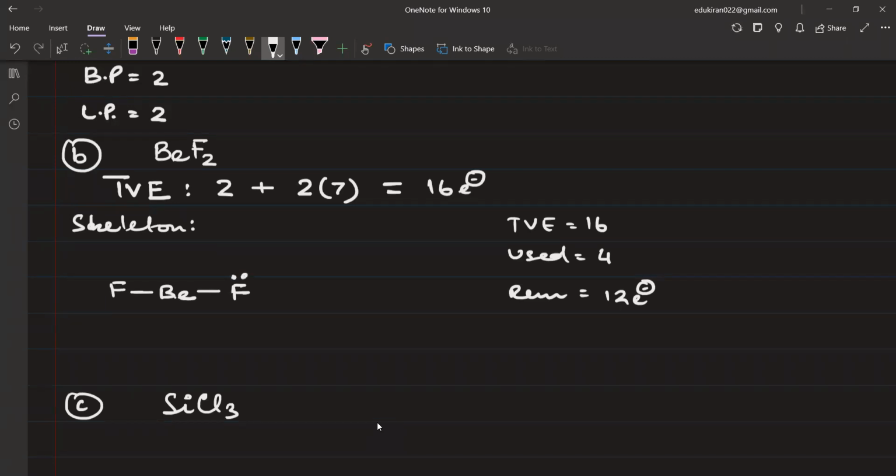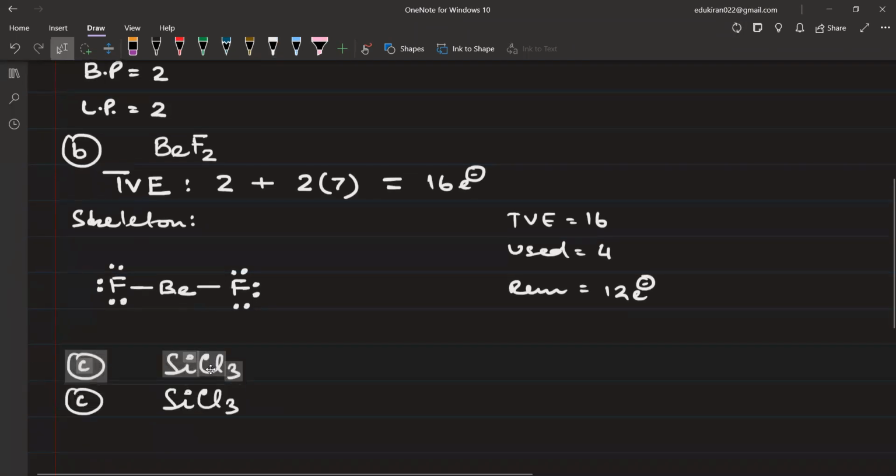So I will fill 1, 2, 3, 4, 5, and 6. Now it is happy. Look into the next fluorine atom. 1, 2, 3, 4, 5, and 6. Now it is happy. All of you got this? Yes or no? Please tell me. Yes, sir. Okay. Fine.